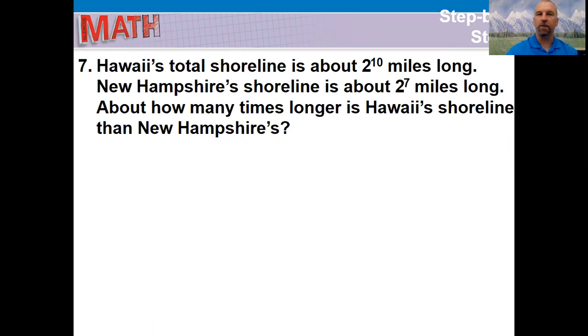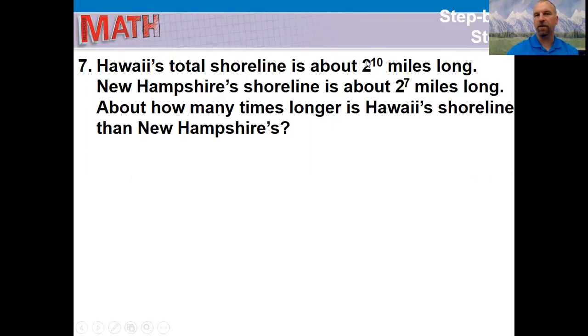All right, let's do a word problem or two. Hawaii's total shoreline is about 2 to the 10th power miles long. New Hampshire's shoreline is about 2 to the 7th power miles long. How many times bigger is Hawaii's shoreline compared to New Hampshire's? How many times bigger means you have to work backwards. If you wanted to figure out what you multiply, you have to back up to figure it out by dividing. You're just dividing the bigger number by the smaller number.